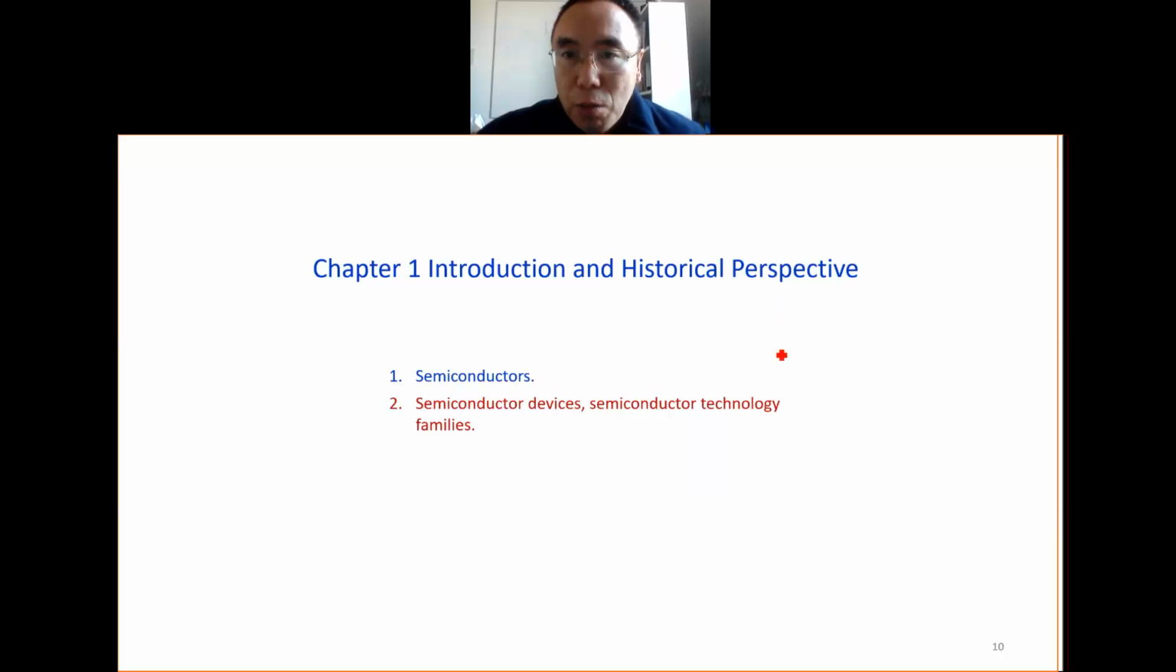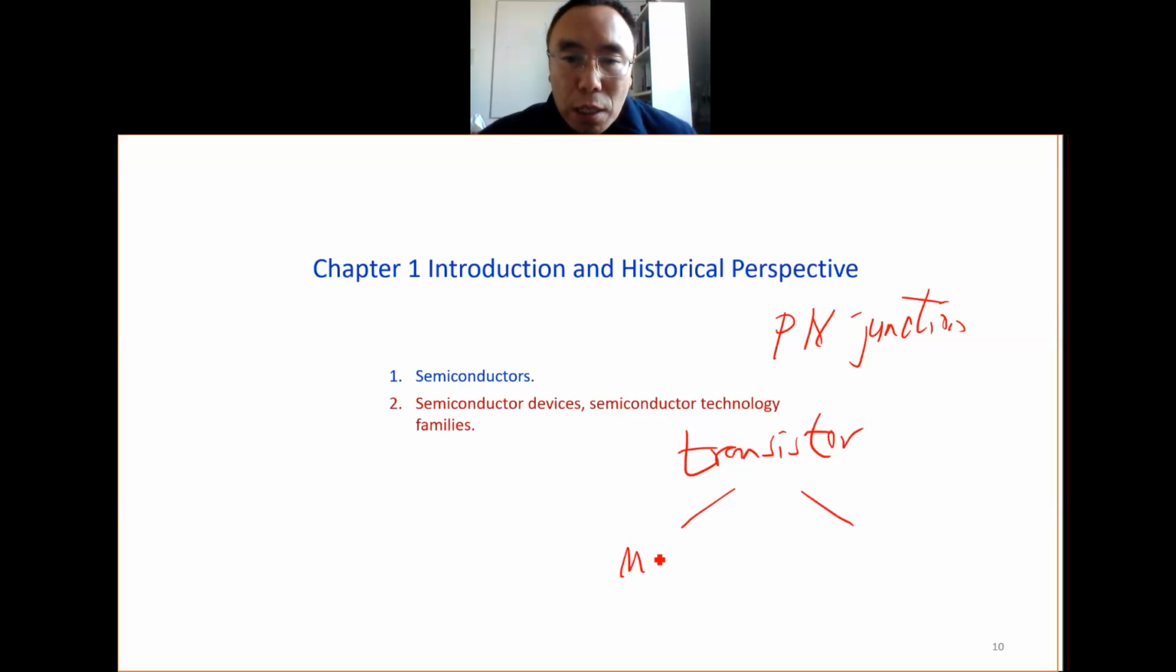So we have the PN junction, right? And we also have the transistor. For the transistor, there are two types. One is called the MOSFET, metal oxide semiconductor field effect transistor. The other one is called the bipolar transistor. Now we will look briefly at the PN junction and the two types of transistors.